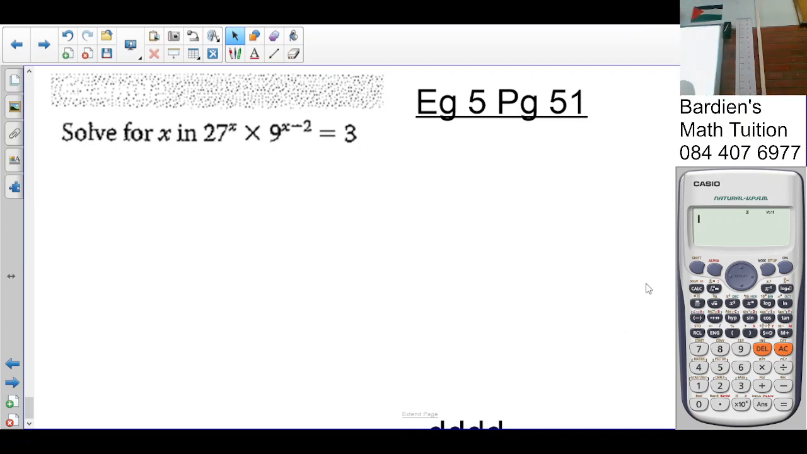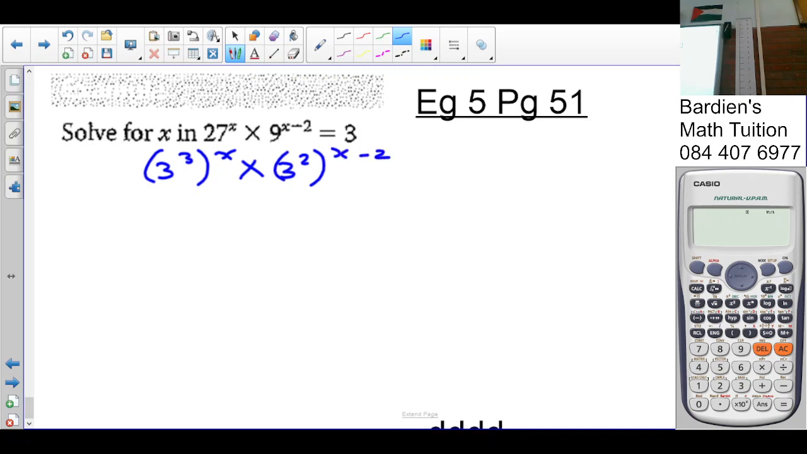So you have said, I'm going to break up 27, which can be written as 3 cubed, raised to the x, times 3 squared, x minus 2, is equal to 3. Now what? Multiply, not so? So what do we get? 3 to the 3x times 3 to the 2x minus 4 equals 3.